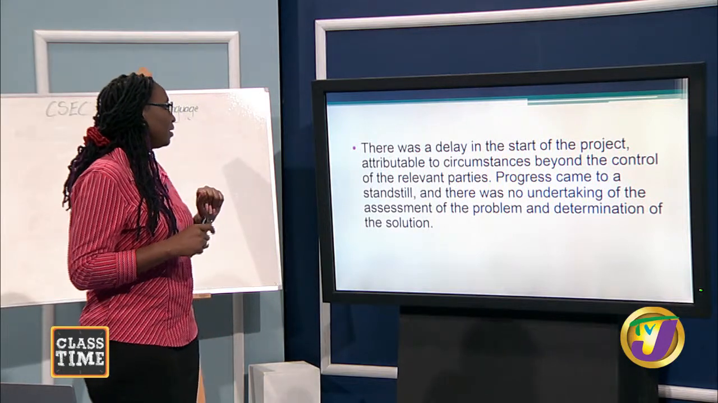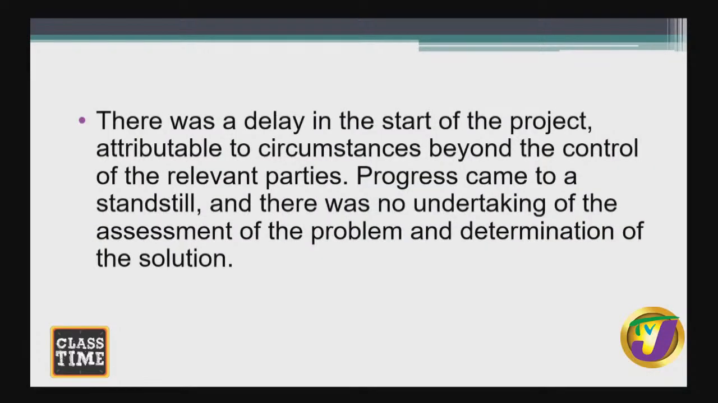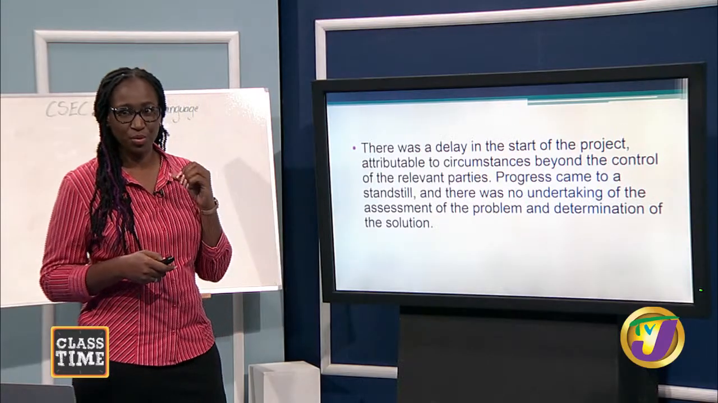Now look at this one. There was a delay in the start of the project, attributable to circumstances beyond the control of the relevant parties. Progress came to a standstill, and there was no undertaking of the assessment of the problem and determination of the solution. Oh my, what does this one sound like to you? Think, quick. What does it sound like? Look at the words used. What idea, what concept is being conveyed by these words? What is happening in this group of words?